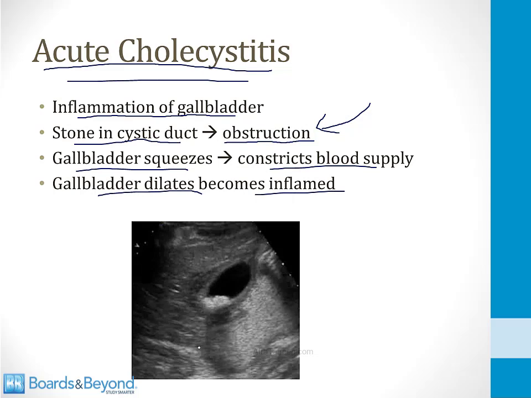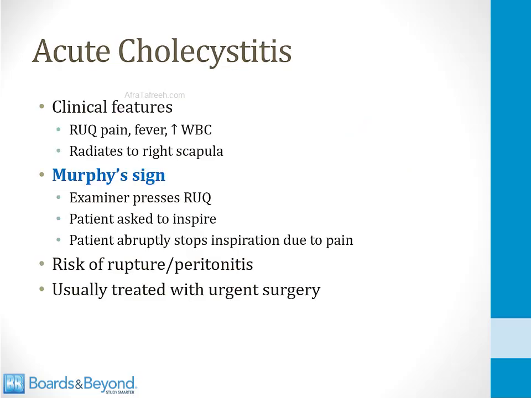This is an ultrasound of the gallbladder shown on the screen. You can see a gallstone shown in white here. You can also see that the wall of the gallbladder here is thickened. That's a characteristic sign and one of the hallmarks of acute cholecystitis. The clinical features of acute cholecystitis include right upper quadrant pain plus fever and elevated white blood cell count, and the fever and elevated white count come from the inflammation.